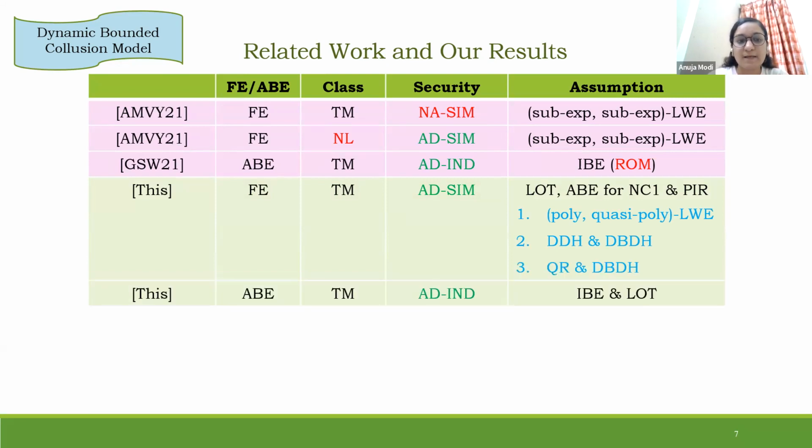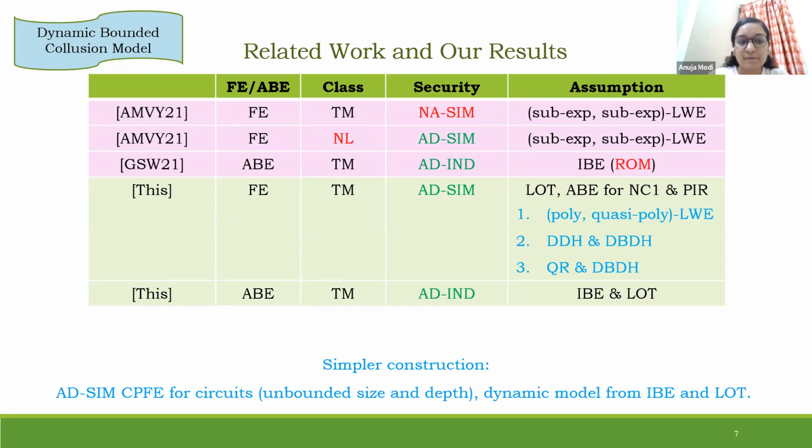We also obtain FE for Turing machines, which is adaptively indistinguishable secure from IBE and LOT. We also construct a simpler version, that is, we construct adaptively simulation secure KP-ABE for circuits of unbounded size and depth from IBE and LOT, and this may be of independent interest.